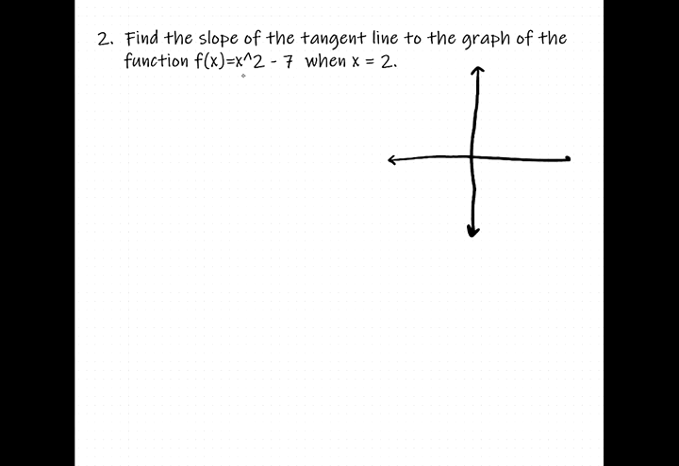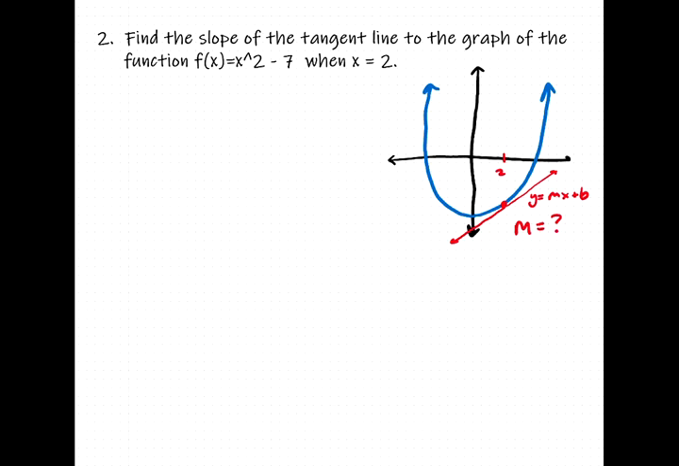So we have x squared minus 7, so that's the graph of x squared, which is a parabola, shifted down 7 units. So our graph looks something like this. And we're looking for the slope of the tangent line when x is equal to 2. So we have a tangent line down here. When x is equal to 2, our tangent line looks something like this. And the equation of the line is y equals mx plus b, and we're looking for the m. We're looking for the slope of the tangent line. So that's visually what's going on in this problem.